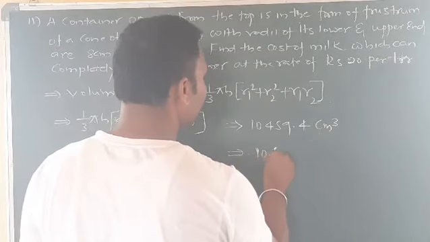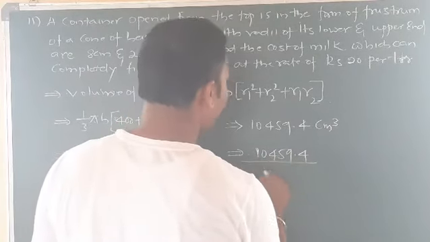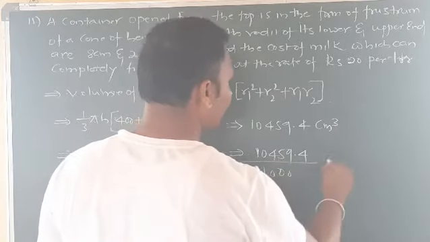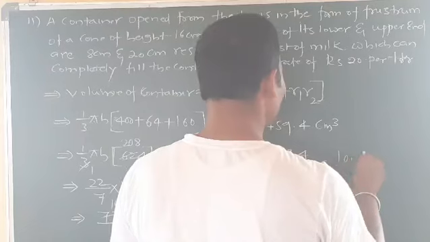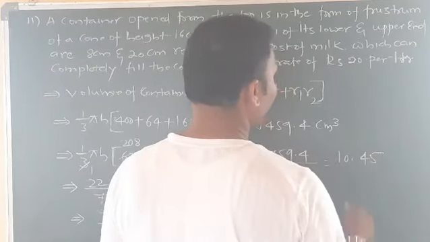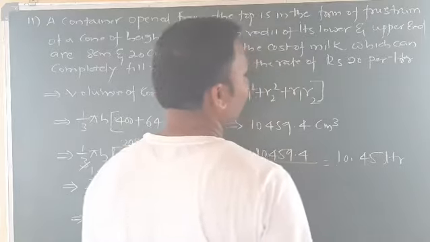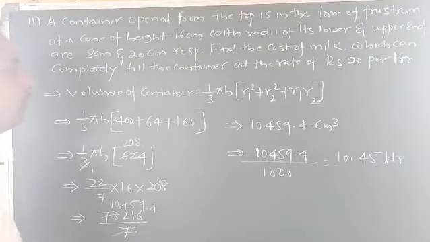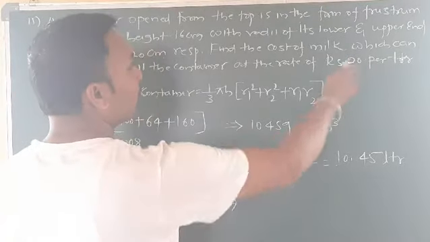10,459.4 divided by 1000. So what will be 1, 2, 3? Okay, so it is 10.45 liters. Once you converted this one, the amount they are given is per liter 20.